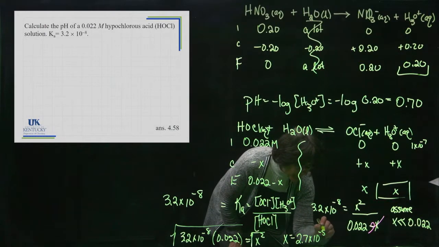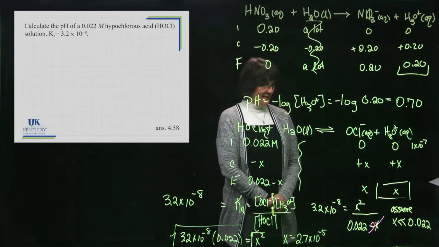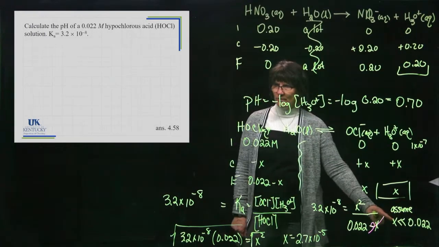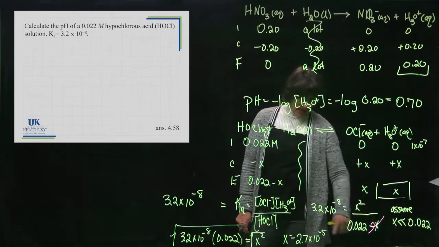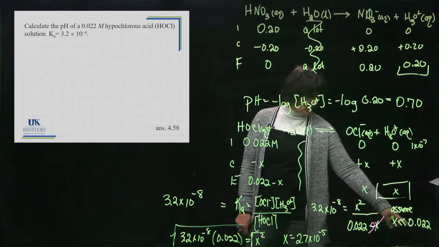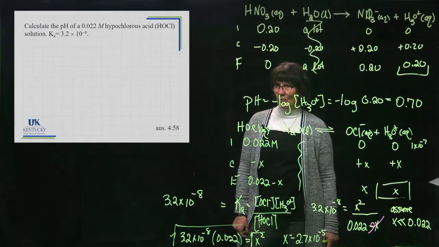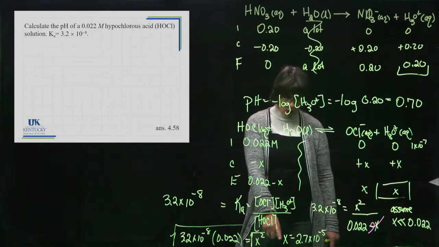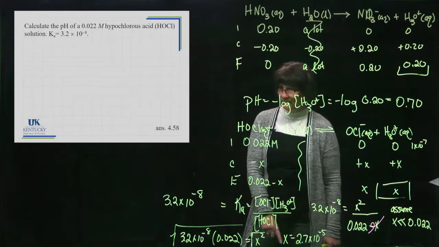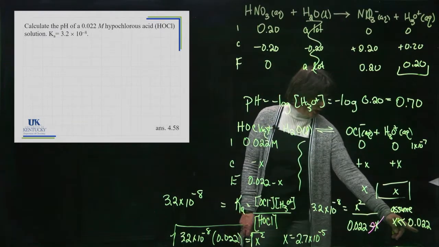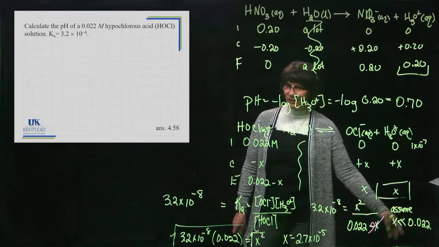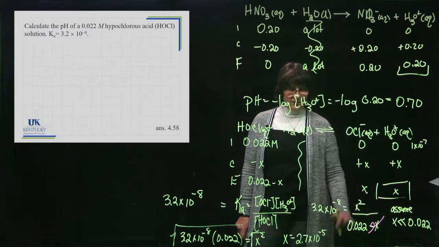Now, you've got to get in the habit of remembering that you assumed, and you should check your assumption. So is x, this is my x, much, much smaller than 0.022? Well, yes, this is 0.00027, moving it over 5 places. If I subtracted 0.00027 from this, I'll still get 0.022. So it is a good assumption.